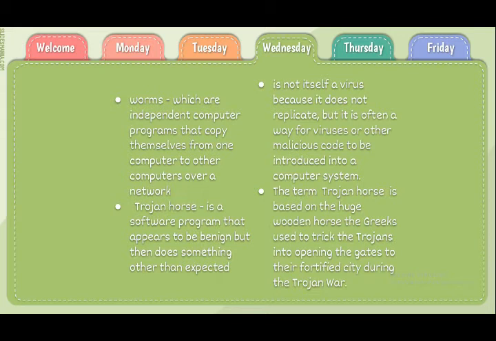Okay, worms are independent computer programs that copy themselves from one computer to other computers over a network. A Trojan horse is a software program that appears to be benign but then does something other than expected. It is not itself a virus because it does not replicate, but it is often a way for viruses or other malicious code to be introduced into a computer system. The term Trojan horse is based on the wooden horse the Greeks used to trick the Trojans into opening the gates to their fortified city during the Trojan War.